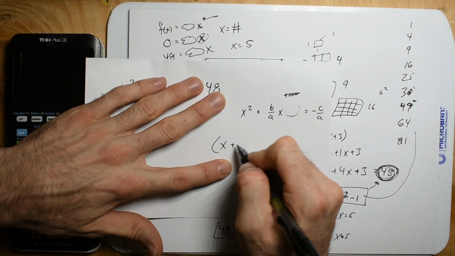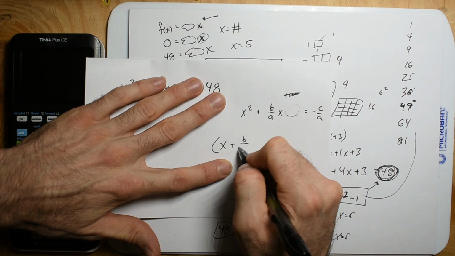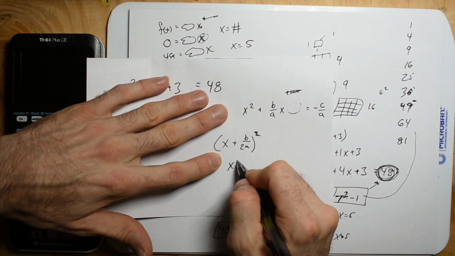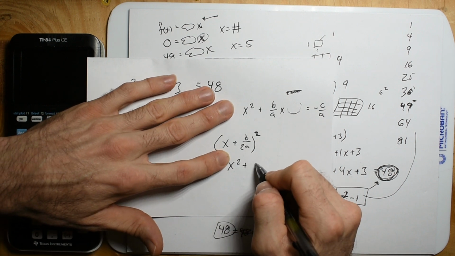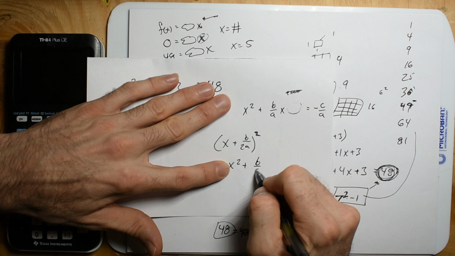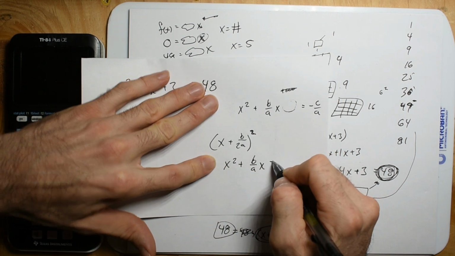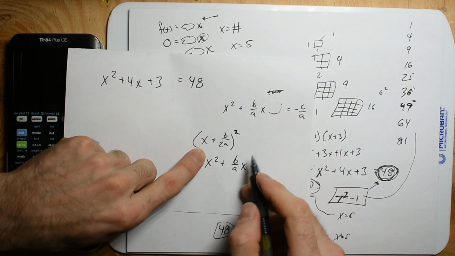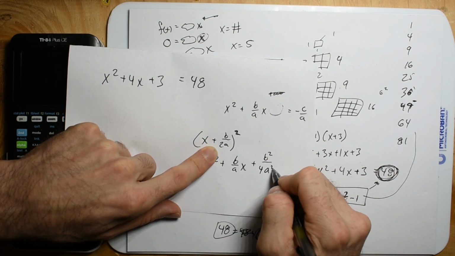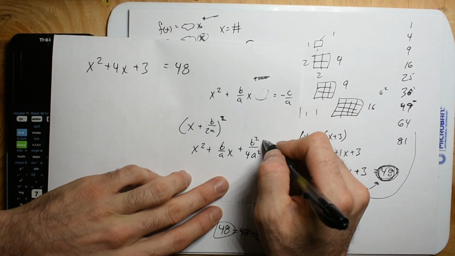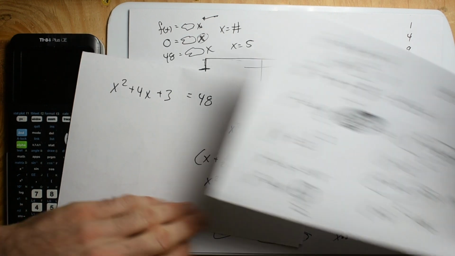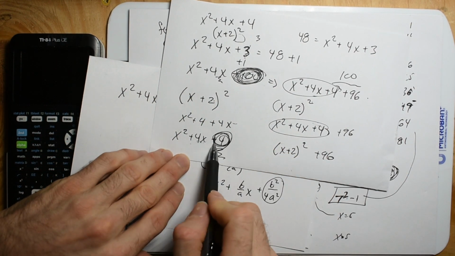We have x plus, this has to be half, b over 2a, squared. And then when we go through this, we're going to have x squared plus, we're going to have double that times x, so we're going to have b over a x. And then we're going to have plus, this term has to be squared. So b squared, 2 squared is 4a squared. Cool. So this was like a, that was this 4 in this scenario.